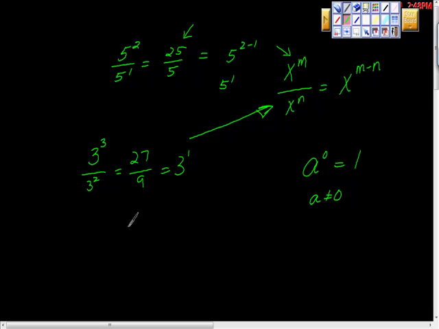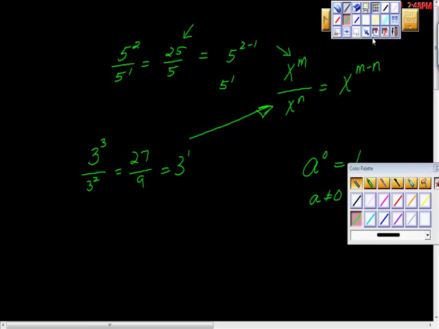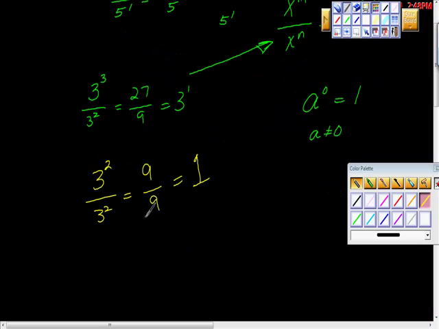What if we had 3 squared over 3 squared? Well, that would be 9 over 9. That's some 7th grade math. And 9 over 9, of course, is 1. And what I'm suggesting to you is that these rules are set up to follow arithmetic patterns. So here's that pattern. We know arithmetically that this over this must be 1, right? That's just simple 5th, 6th, 7th grade arithmetic.